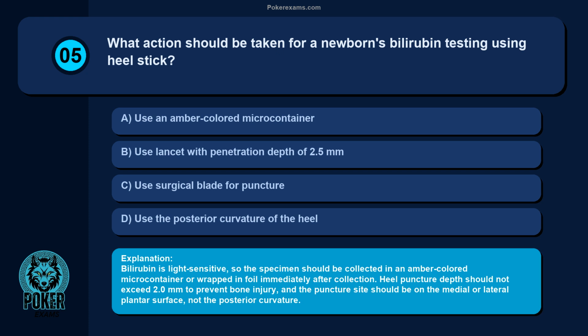Bilirubin is light-sensitive, so the specimen should be collected in an amber-colored microcontainer or wrapped in foil immediately after collection. Heel puncture depth should not exceed 2.0 mm to prevent bone injury, and the puncture site should be on the medial or lateral plantar surface, not the posterior curvature.